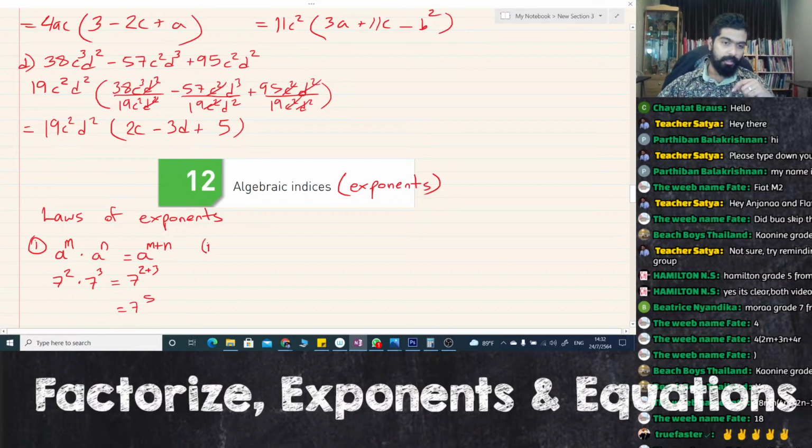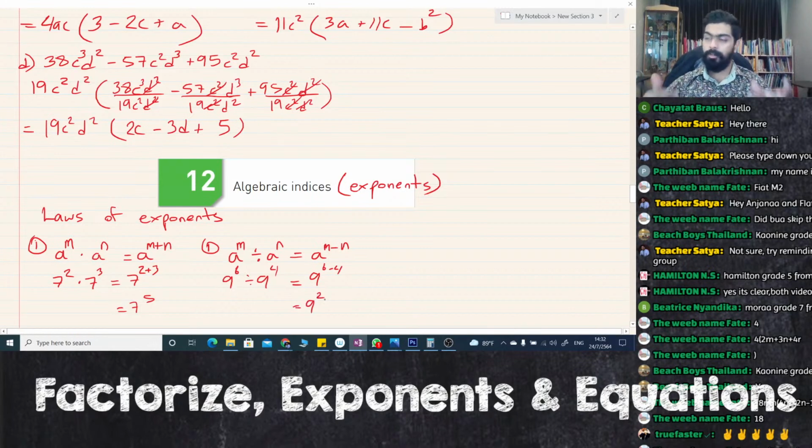The second law is what we call the division law. If we have a to the power of m divided by a to the power of n, this is same like a to the power of m minus n. Now let's take an example. Let's say I have 9 to the power of 6 divided by 9 to the power of 4. This is same like 9 to the power of 6 minus 4, which is equal to 9 to the power of 2.